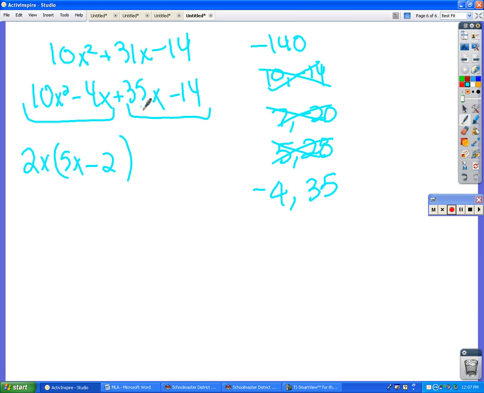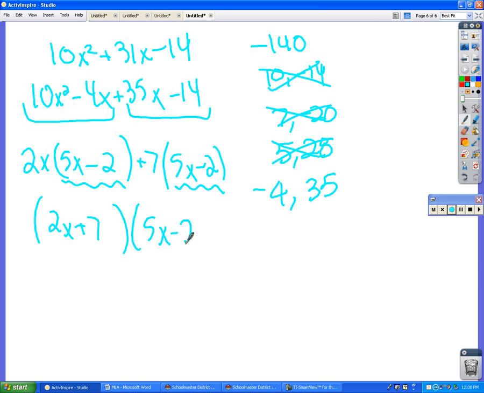Same game now with this. What's the biggest number that goes into 35 and 14 evenly? 7. To pull out a 7, can I pull out an x? No, because the 14 does not have an x. 7 times what is 35x? 5x. 7 times what is negative 14? Negative 2. What do you notice? This is the same as that. So the answer to my problem is, inside these parentheses, 2x plus 7, and in the other parentheses, 5x minus 2.